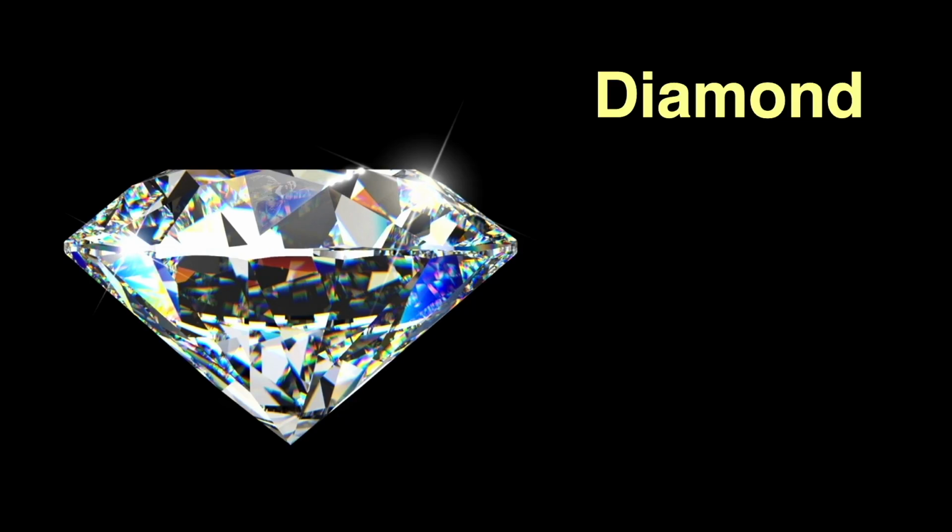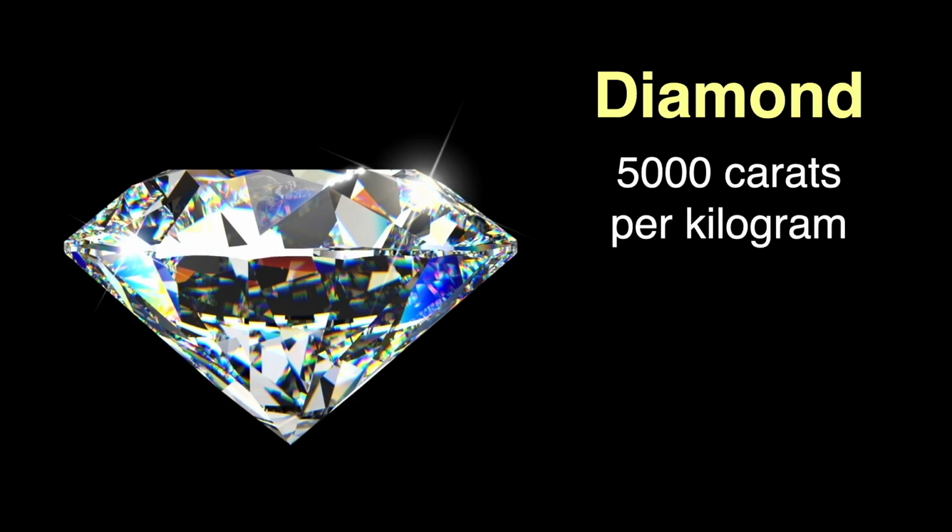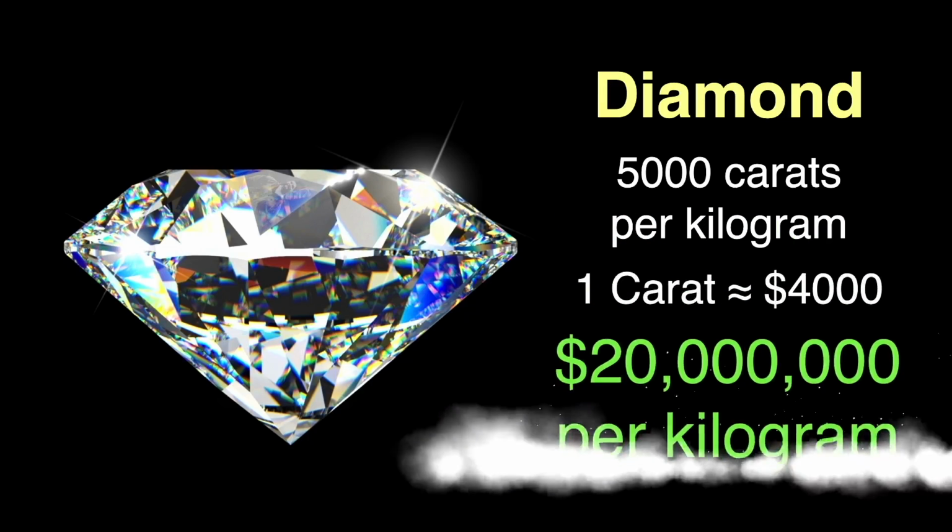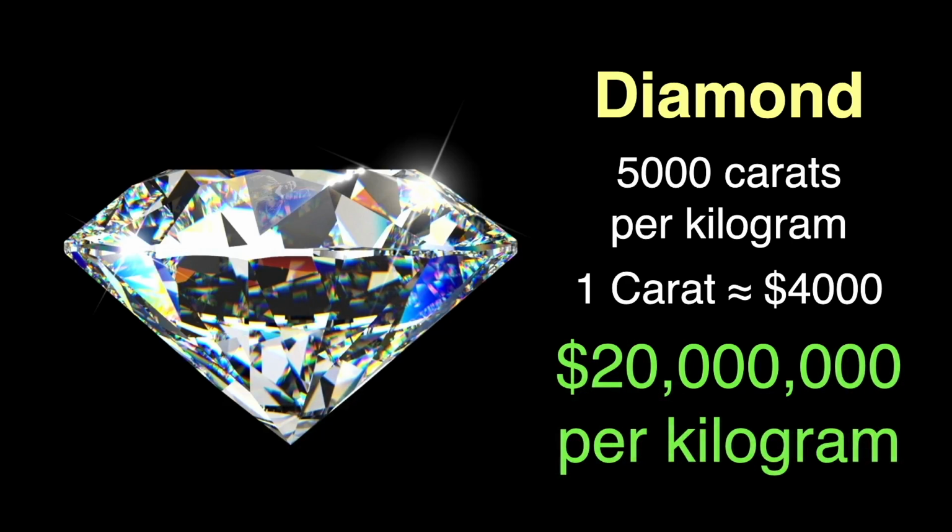Let's use a standard 1-carat diamond as a starting point. There are 5,000 carats per kilogram. Your basic 1-carat diamond is about $4,000. So that calculates out to a stunning $20 million per kilogram. Certainly one of the most expensive of the elements, at least in the form of diamond.